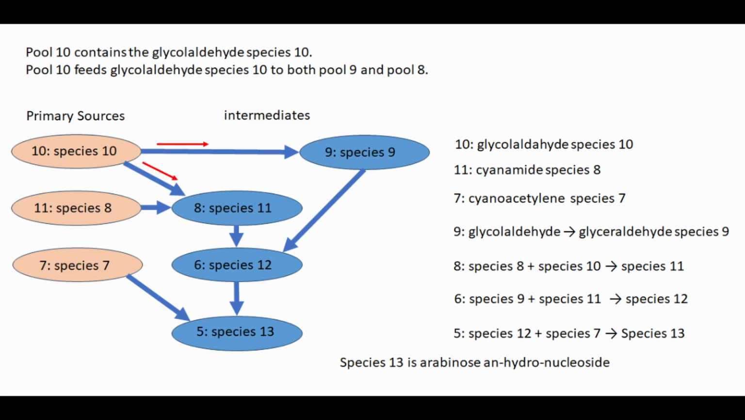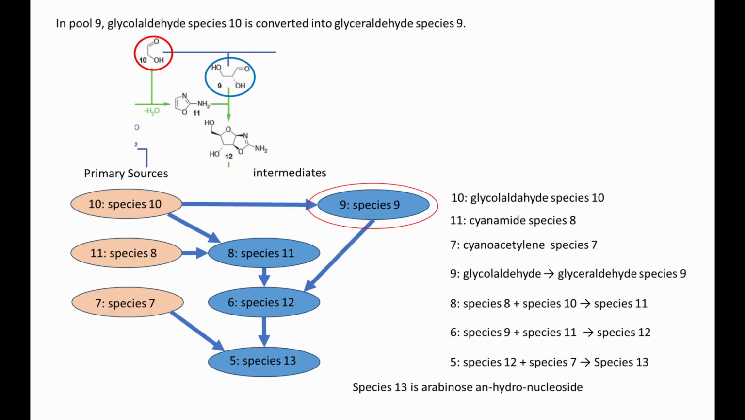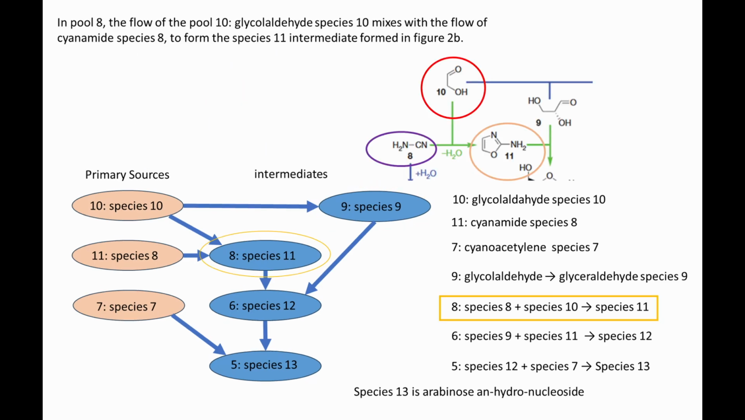Pool 10 contains the glycolaldehyde species 10. Pool 10 feeds glycolaldehyde species 10 to both Pool 9 and Pool 8. In Pool 9, glycolaldehyde species 10 is converted into glyceraldehyde species 9. In Pool 8, the flow of glycolaldehyde species 10 from Pool 10 mixes with the flow of cyanamide species 8 to form the species 11 intermediate formed in Figure 2b.